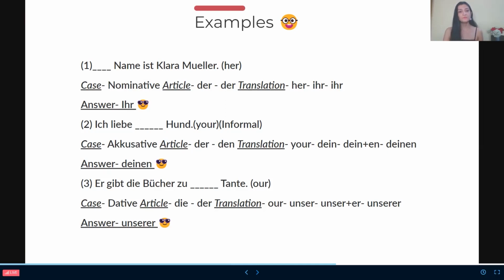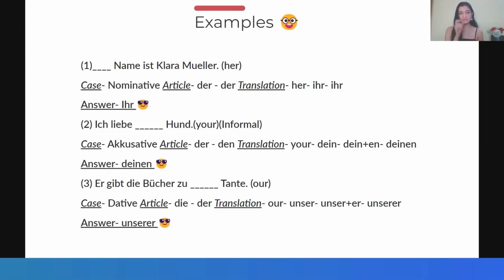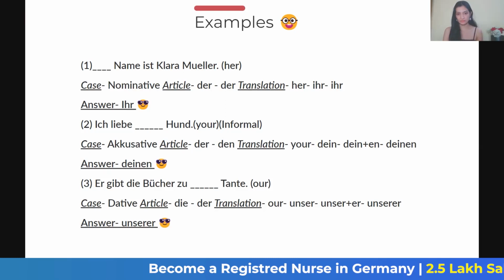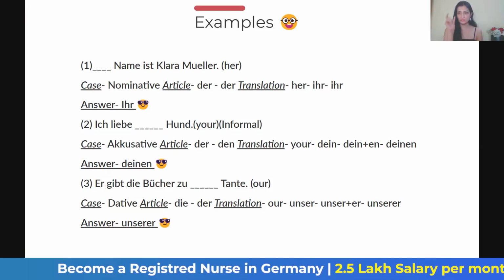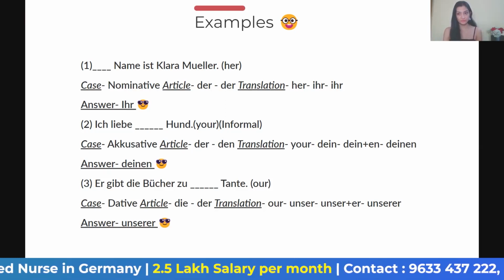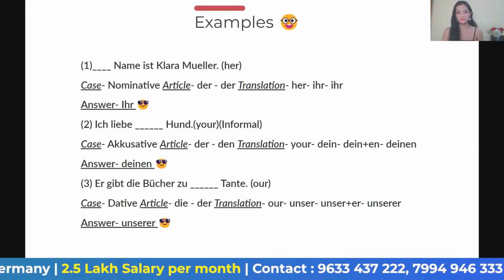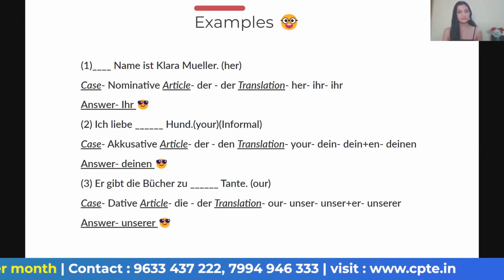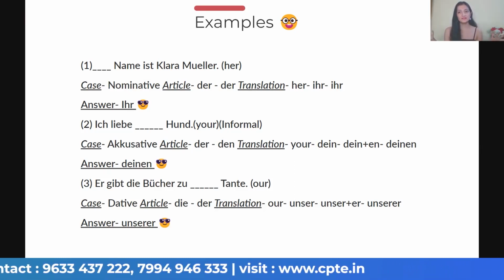Now coming to the article, Tante. The basic article of Tante is die, and die in dative will change to der. Okay, now coming to the translation. "Our" is unser in German. Unser is the basic possessive article. Now die has changed to der, so er in the end. So unser plus er, which is basic possessive plus er ending, becomes unserer. So the answer will be unserer. Er gibt die Bücher zu unserer Tante. He gives the books to our aunt.